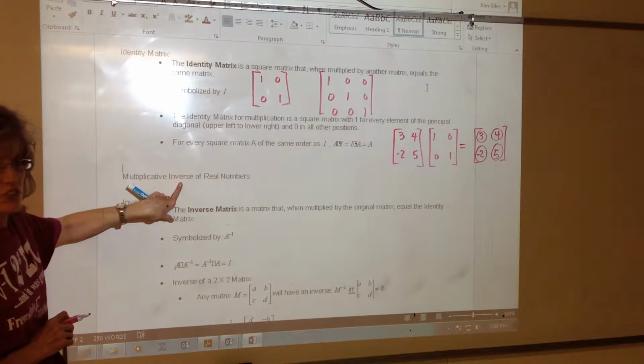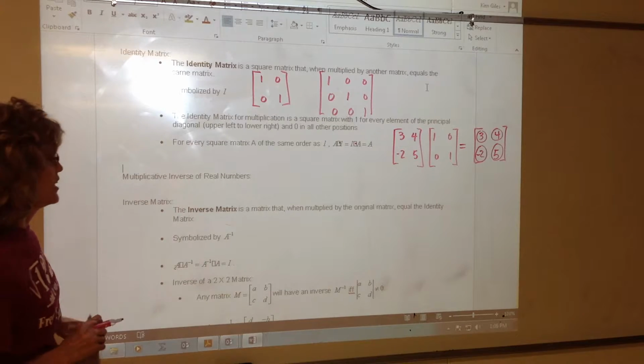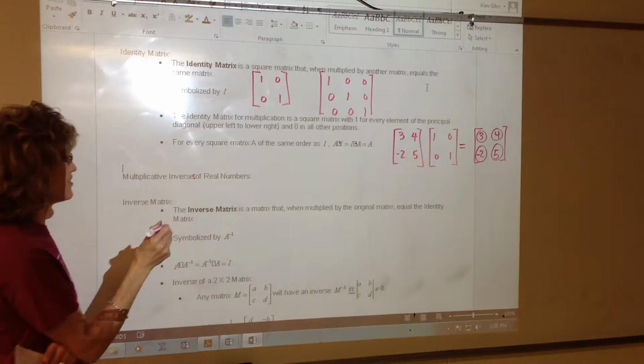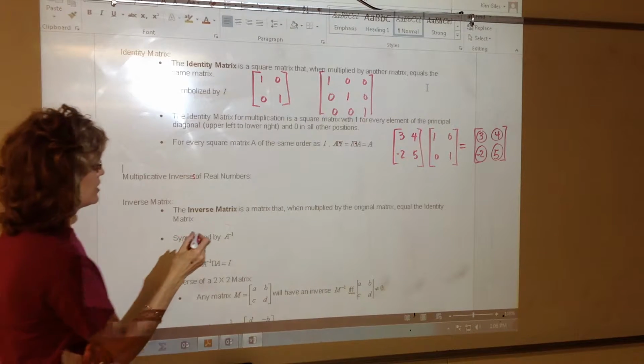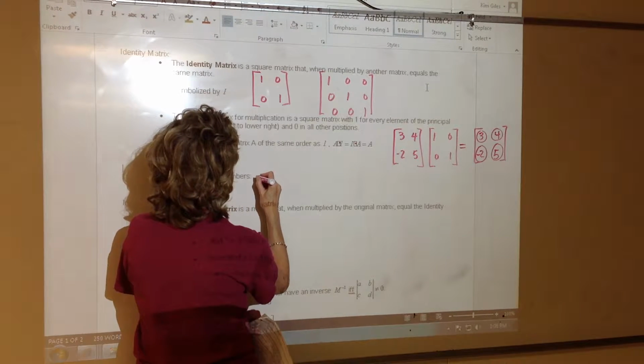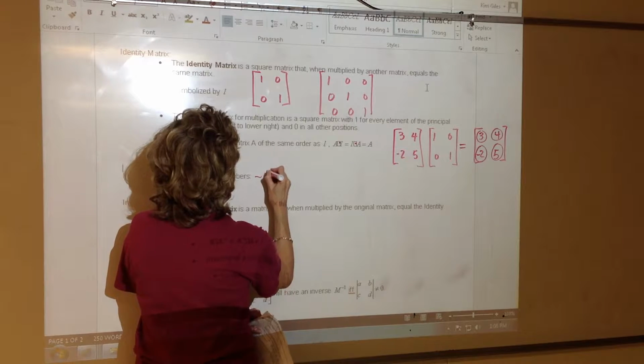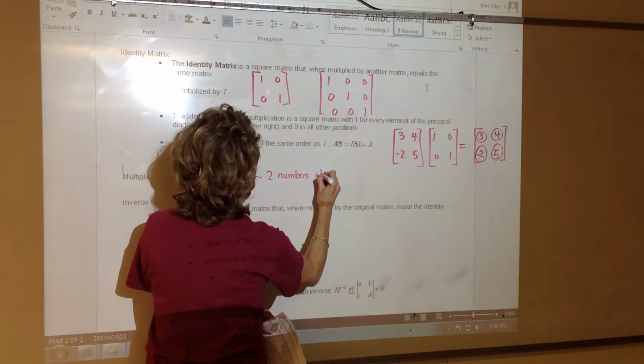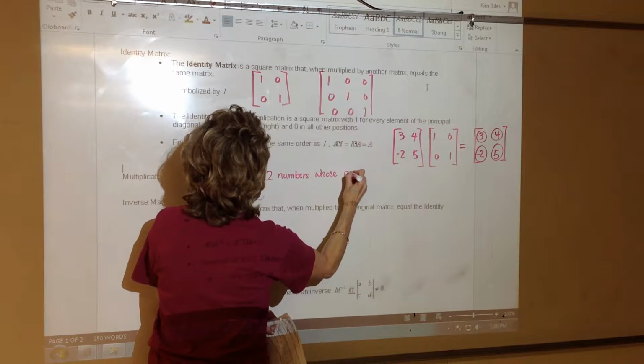Multiplicative inverses for real numbers. Let's change this and make this say multiplicative inverses of real numbers. Two numbers whose product is 1.